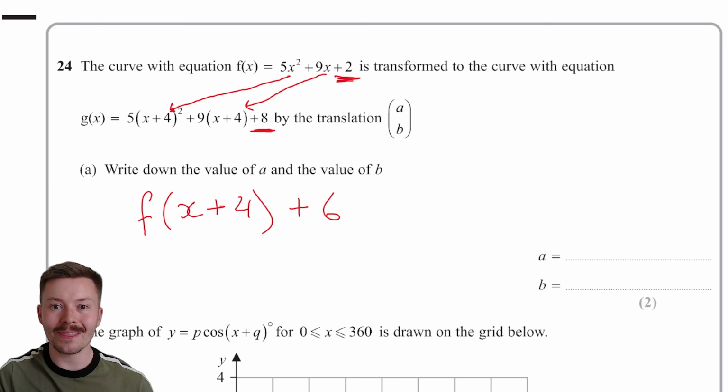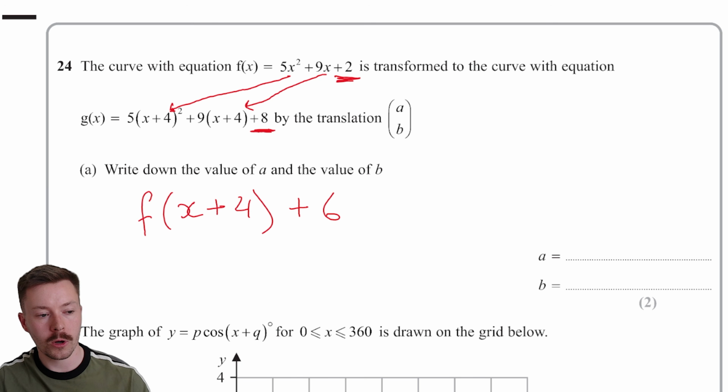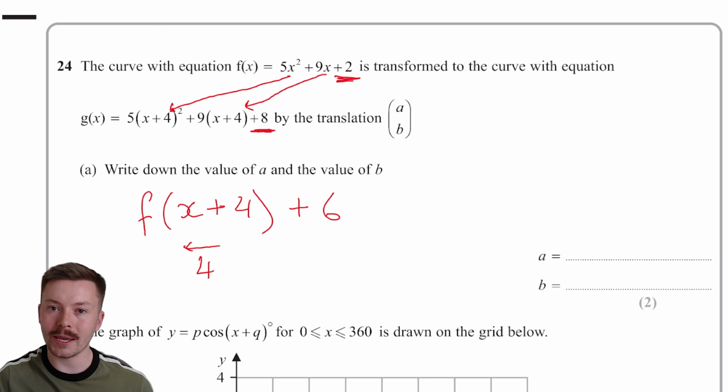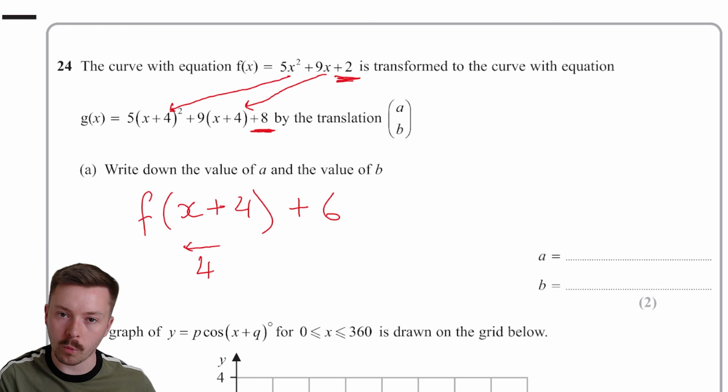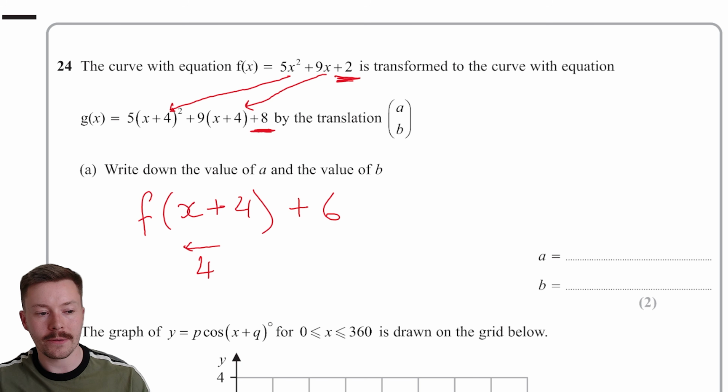Now, once you've got it in that notation, as long as you've learnt the transformations, we know that this is going to be 4 to the left in the x direction. Okay, if it's inside the bracket, it does the opposite of what you expect. It's not going to add 4 to the x, it's going to take 4 away from our x coordinate. If it's outside the bracket, it acts in the way you would expect, but it affects the y. So this is going to go up by 6.